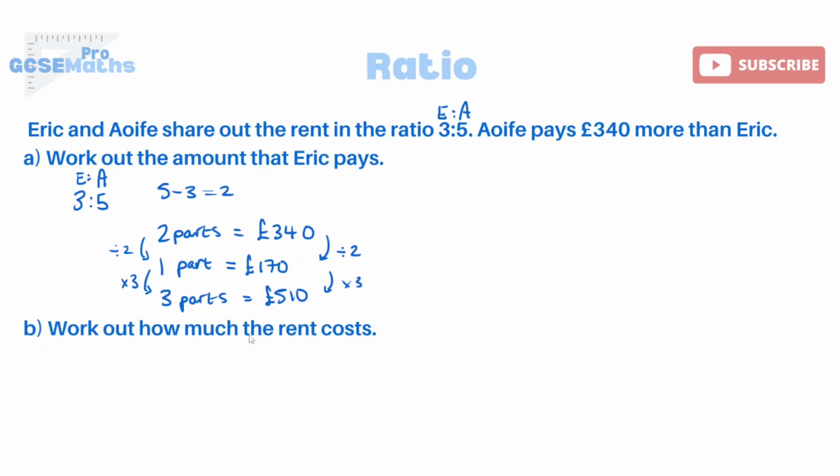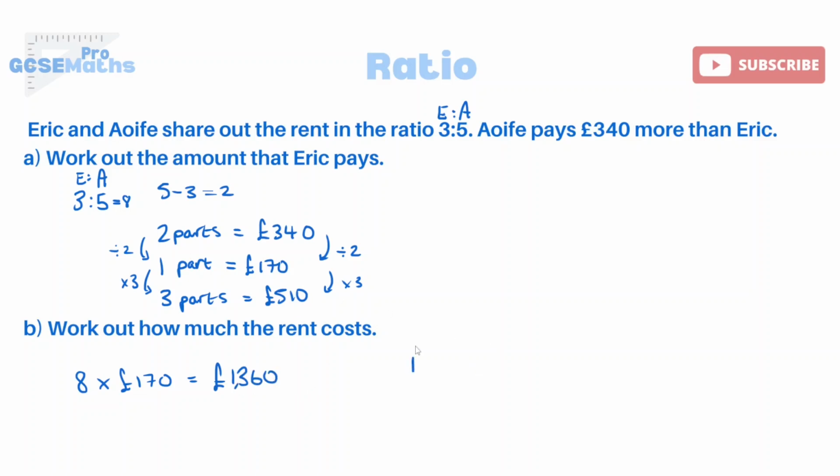If, let's say, that was the only question, and you hadn't already worked out what Eric has paid, you would have to do the exact same thing: work out 2 parts, therefore 1 part is 170. Then in total, for all of the rent, do you see how there's 8 parts? So if we didn't know how much Eric already had, we can do 8 times 170 to get all of them. So that is £1,360 for the total rent.